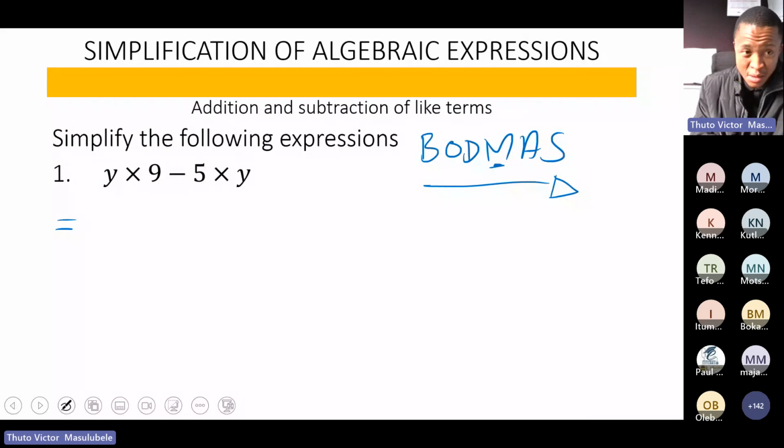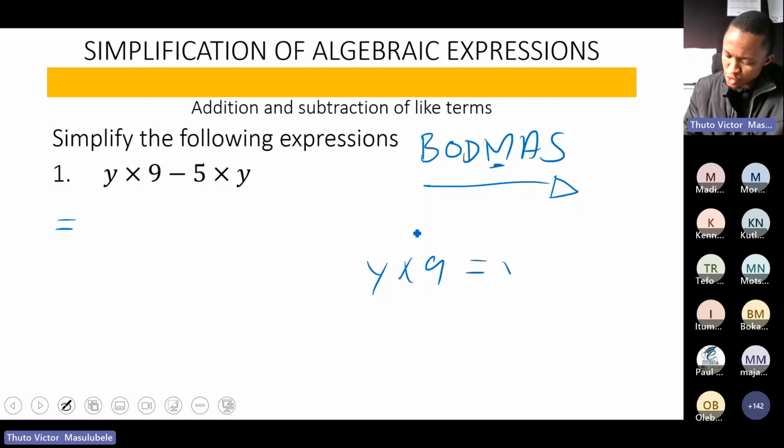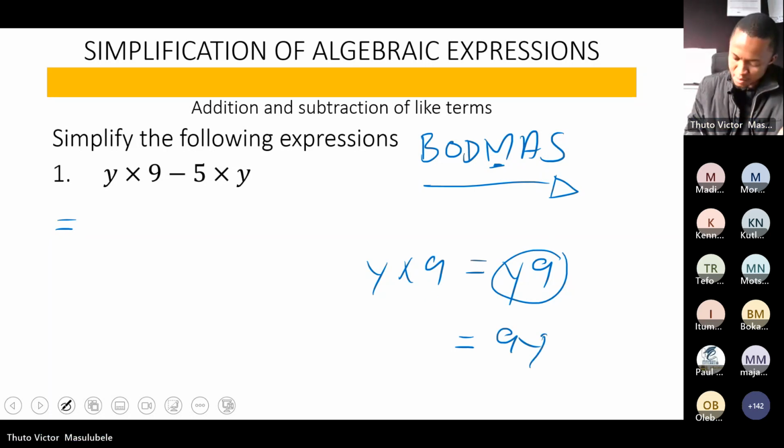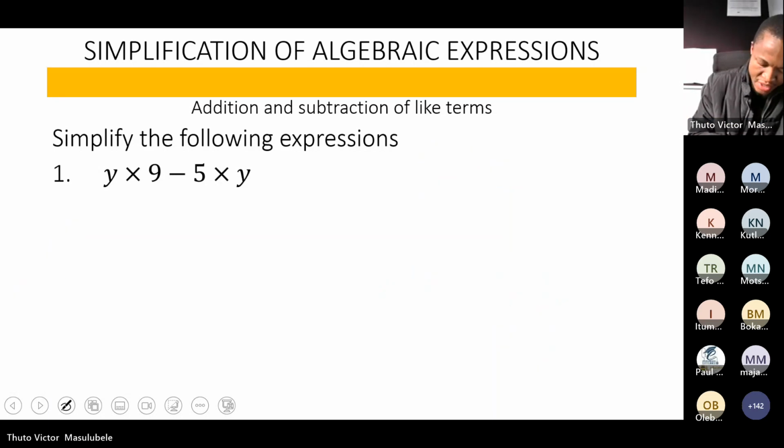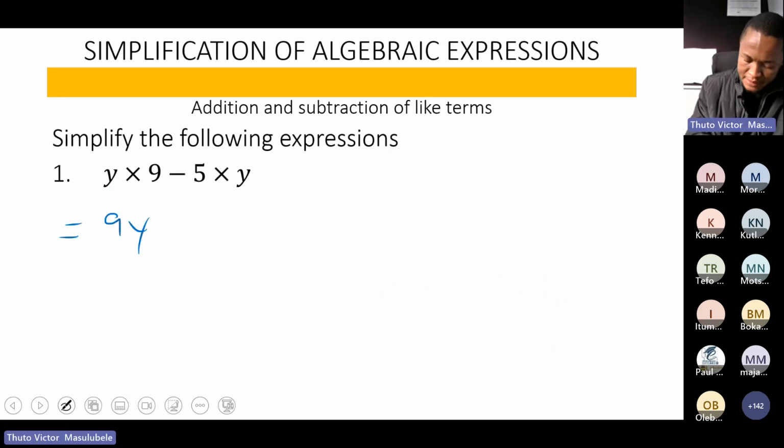Y times 9. By now you know that y times 9, we don't write it as y9. No, because when we write an algebraic expression, you start with the numerical coefficient. So this has to be written as 9y. Be careful about that, grade 8 learners. Y times 9 will be equal to 9y. So what we have here will give us 9y, and then negative 5 times y will give us negative 5y.